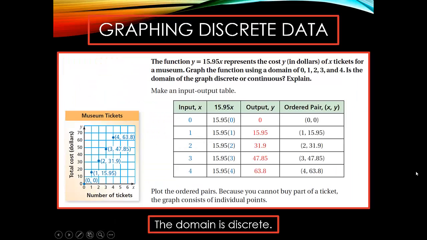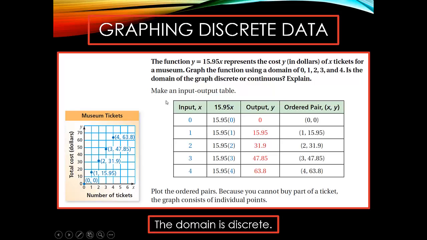Now we'll look at graphing discrete data. The function y equals 15.95x represents the cost y in dollars of x tickets for a museum. Graph the function using a domain of 0, 1, 2, 3, and 4. Is the domain of the graph discrete or continuous? And then we'll explain. So first we're going to make an input-output table.